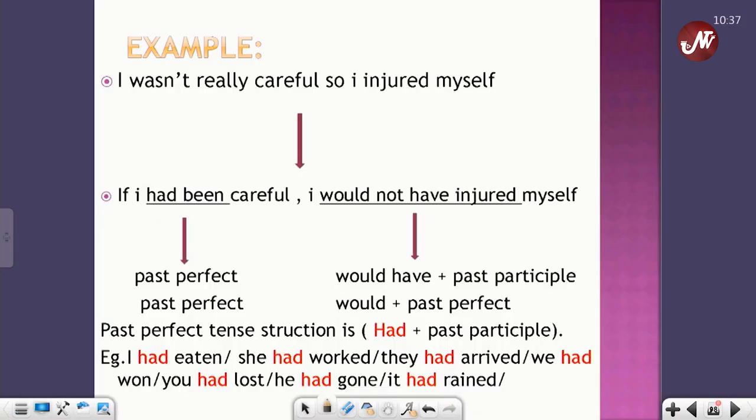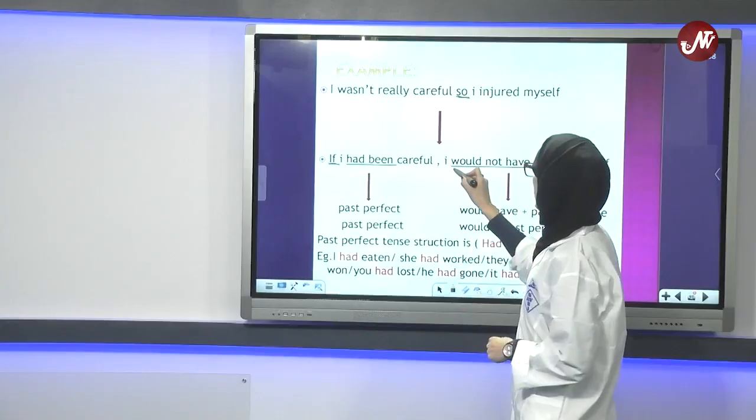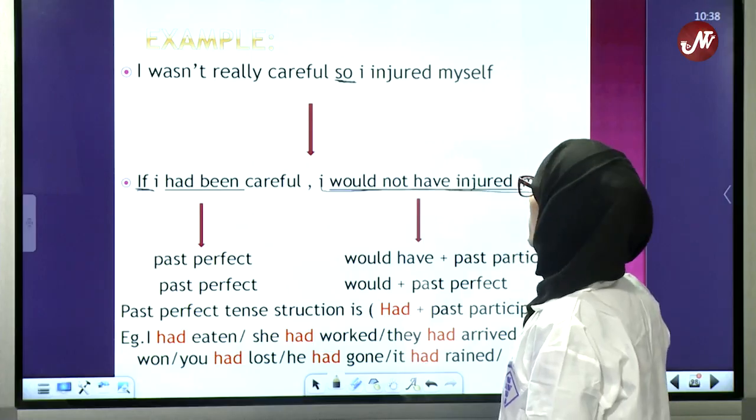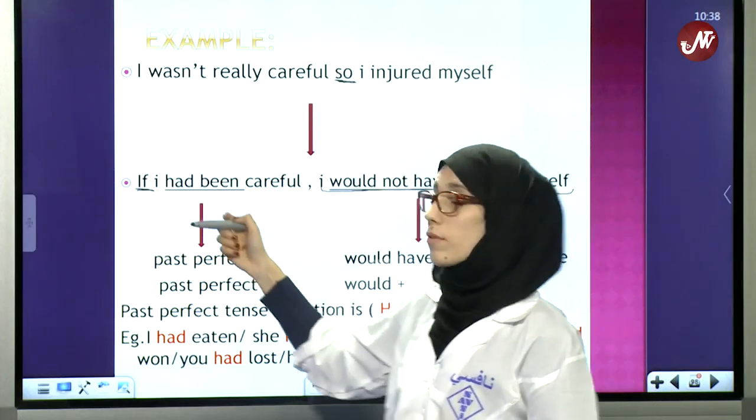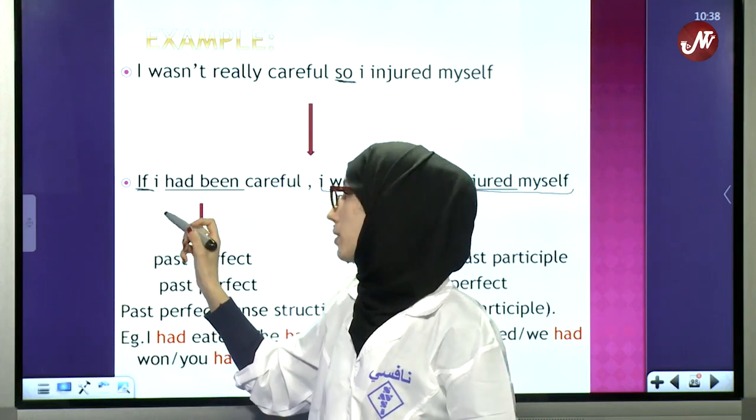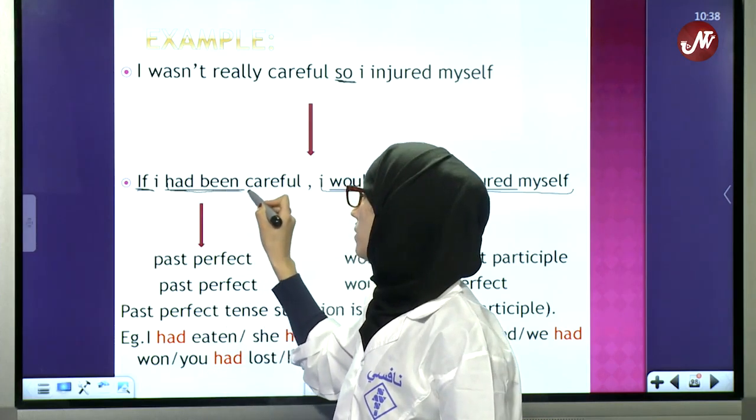Example, I wasn't really careful, so this happened in the past. We use so to express result. I wasn't really careful, so I injured myself. So now the condition, what is it? If I had been careful, I wouldn't have injured myself. Okay, which tense have we used here? Past perfect, great. So this is the past perfect.